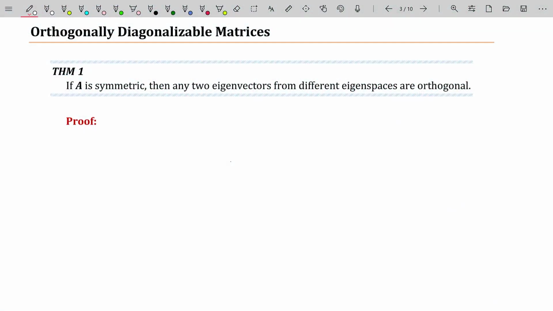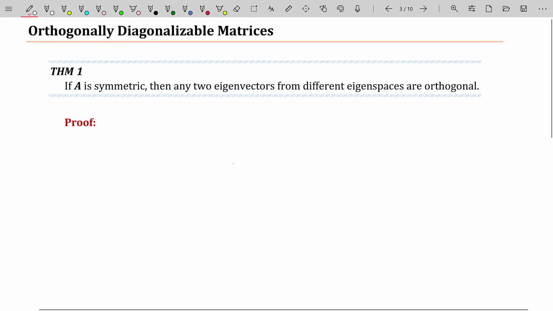Hello, my name is Roy Simpson, professor of mathematics at Cosumnes River College in Sacramento, California. This video is the second in a series about diagonalization of symmetric matrices. The previous video was just a gentle introduction to what a symmetric matrix is, and a little bit of a preview of where we're going in this video.